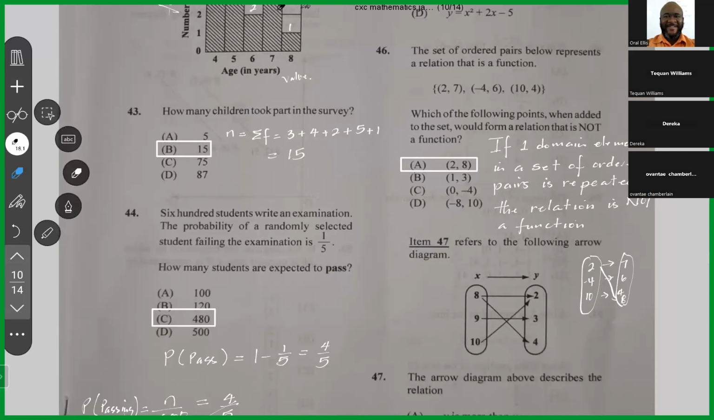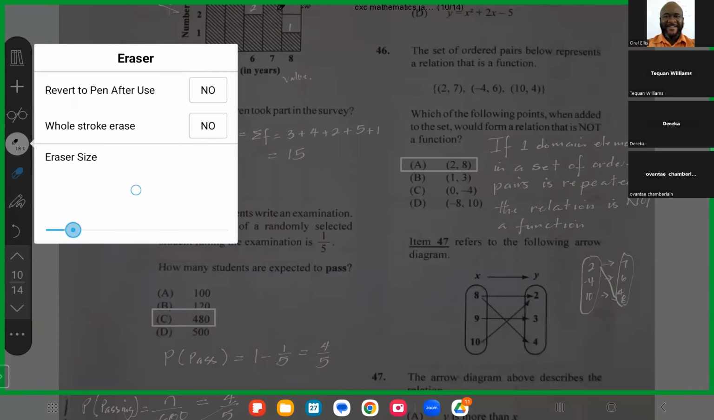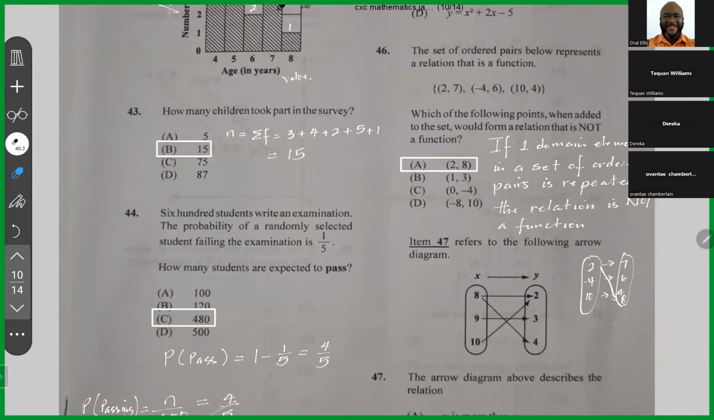I'm going to draw it over just to explain it, and then I'm going to go into it. This is the function. These are the points in the function. As an arrow diagram, it would be what? 2, 7. Minus 4, 6. 10, 4.